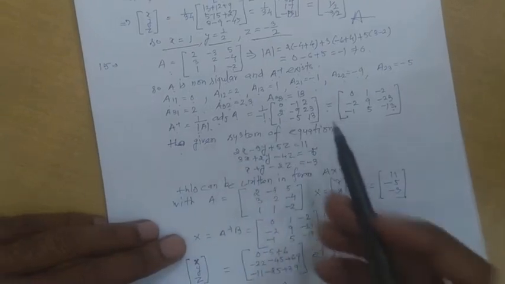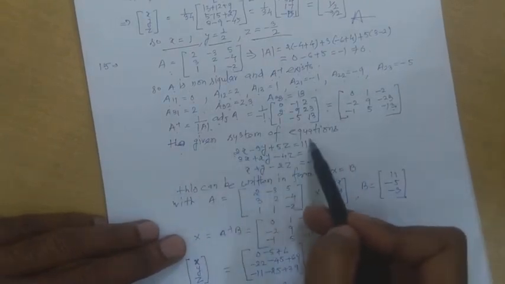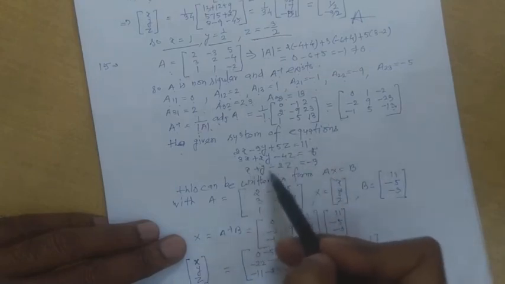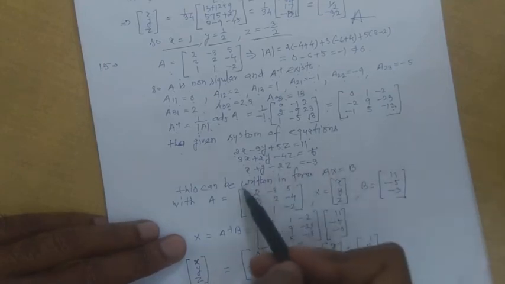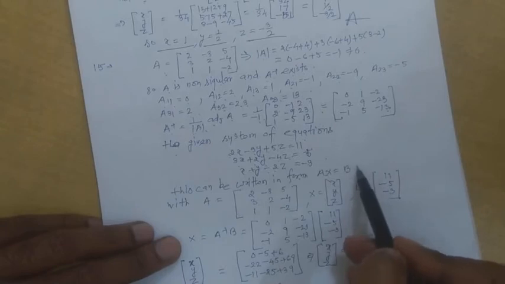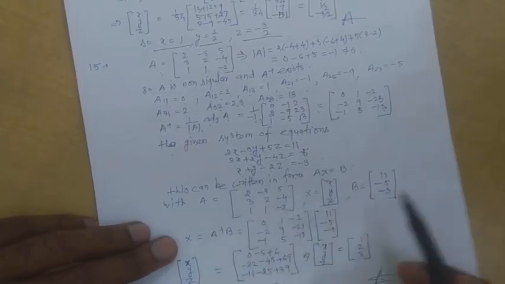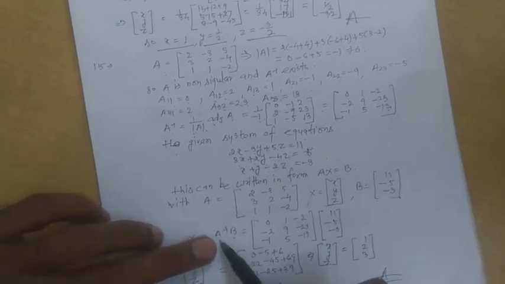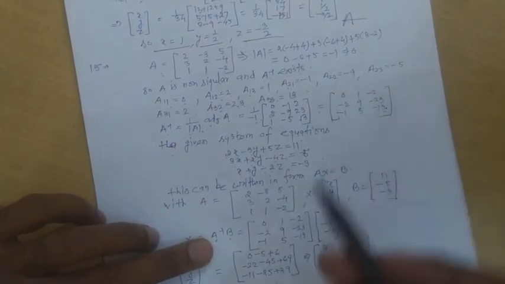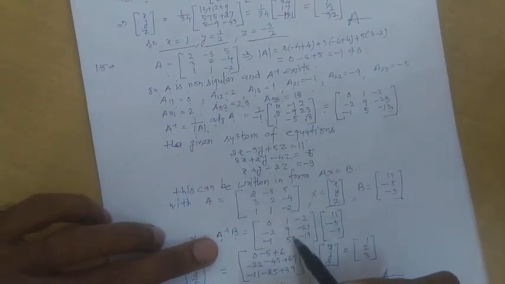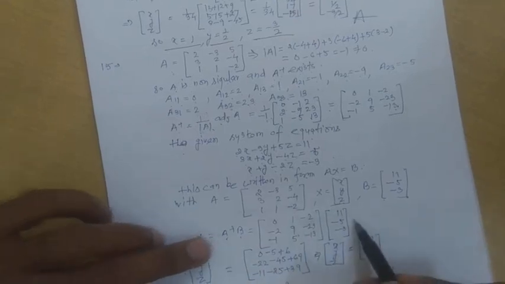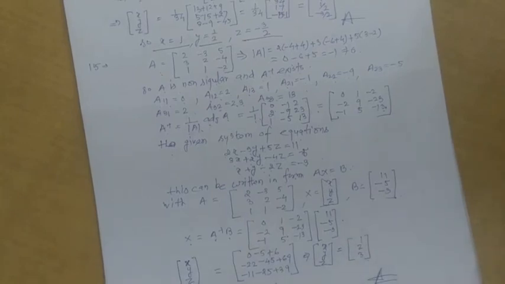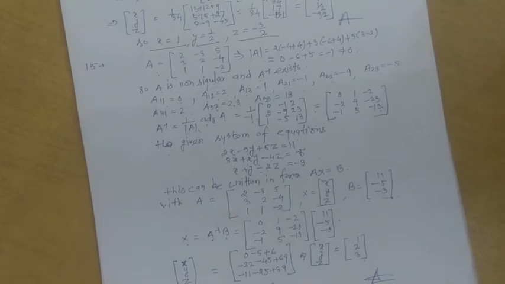The given system of equations is 2x minus 3y plus 5z is equal to 11, 3x plus 2y minus 4z is equal to minus 5, x plus y minus 2z is equal to minus 3. It can be written as AX is equal to B, where A is equal to this, X is equal to this and B is equal to this. Then X is equal to A inverse B. The A inverse value has been found here. Then this value will be multiplied with the value of B. Then we get x, y, z is equal to 1, 2, 3. It implies x is equal to 1, y is equal to 2 and z is equal to 3.